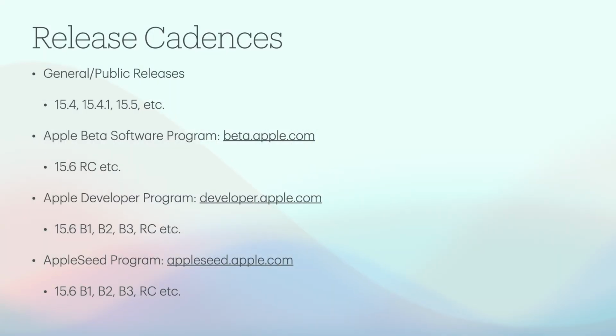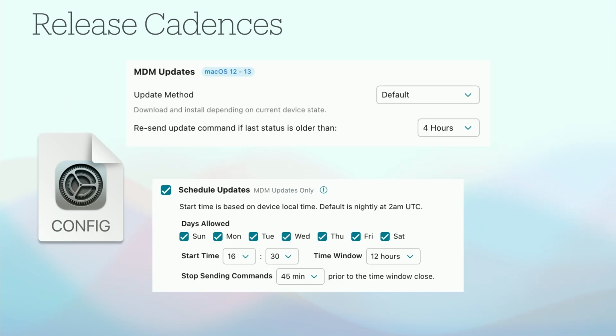So, release cadences. When is that actually going to run? There's the general updates that we get, like 15.4, 15.4.1, and 15.5. Then there's also the beta program that you could do as part of the public. You get kind of the final versions, release candidates, etc. Then there's the developer and Appleseed program where you're getting the betas from all the way back at the beginning of that cycle. I'll talk about why it's highly important to be in that.